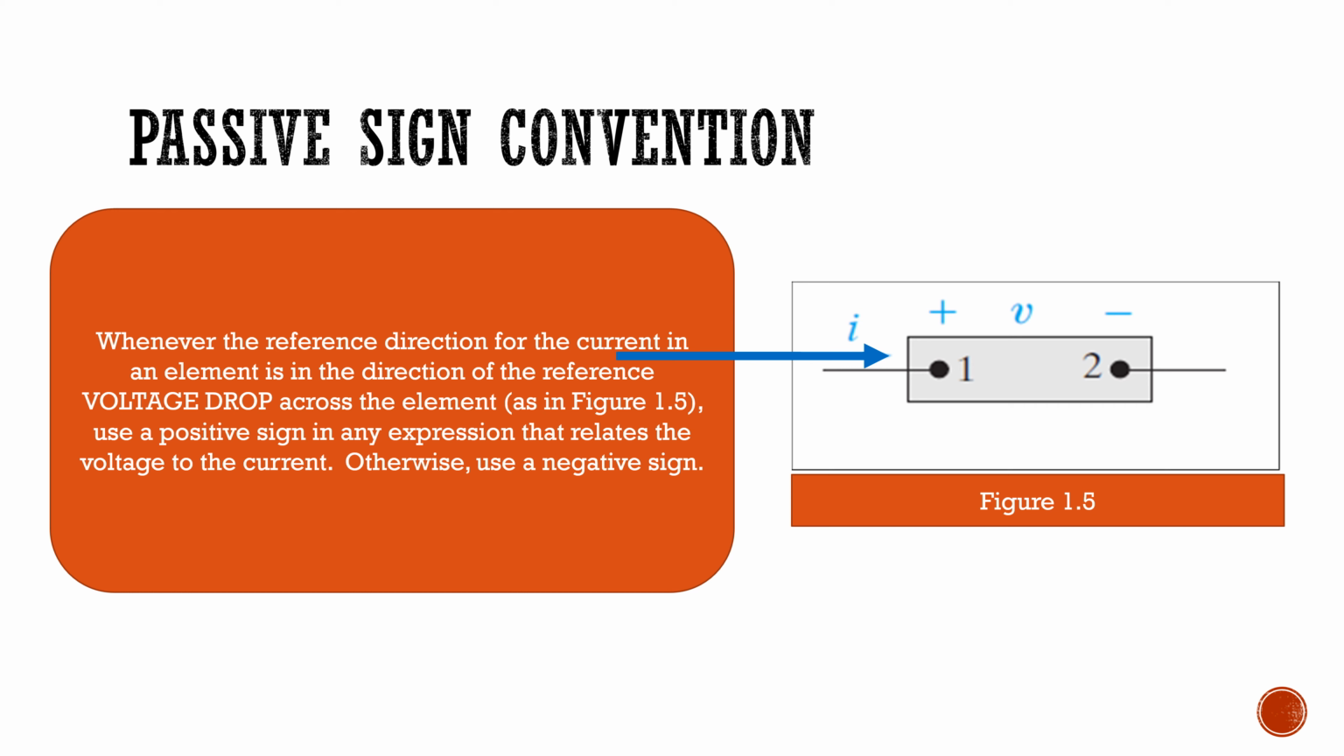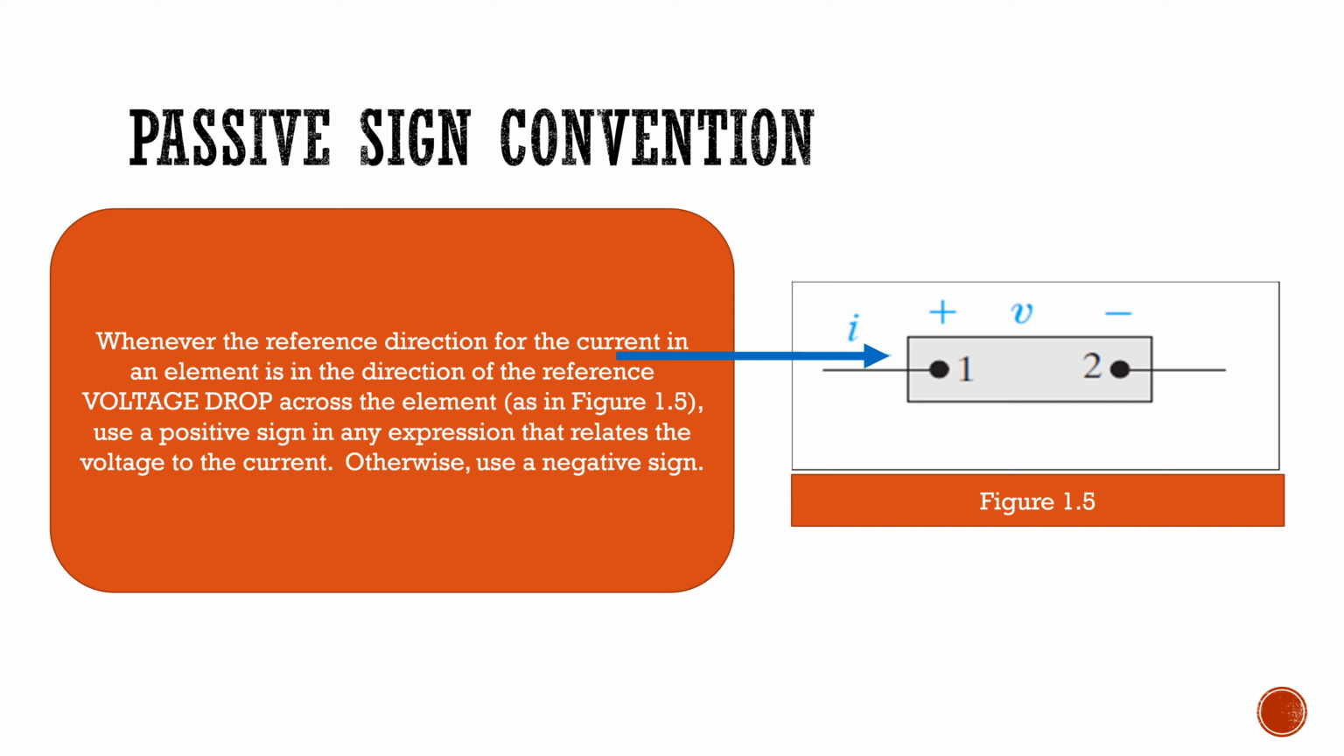Specifically stated, the passive sign convention is whenever the reference direction for the current in an element is in the direction of the reference voltage drop across the element, as in figure 1.5, use a positive sign in any expression that relates the voltage to the current. Otherwise, use a negative sign.